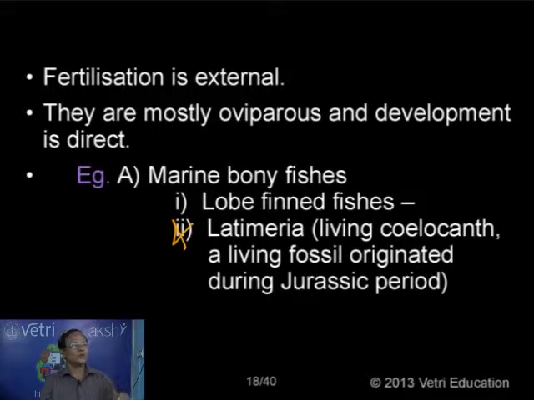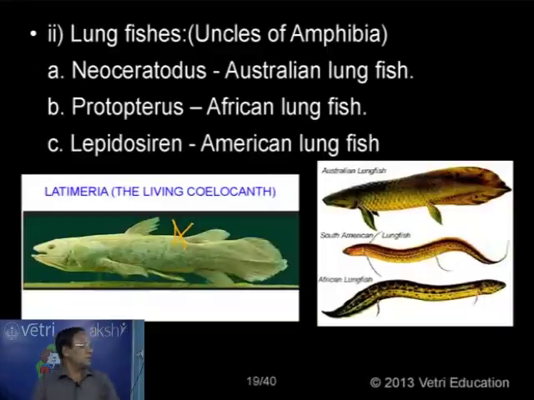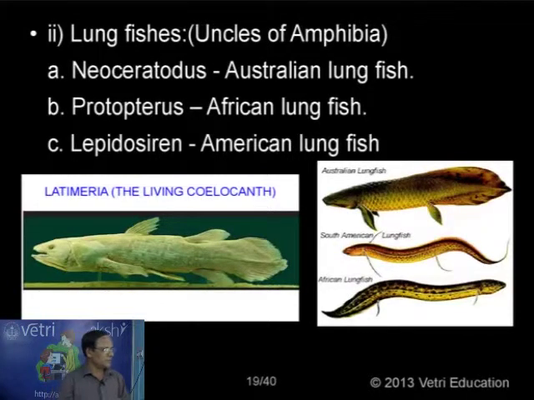One living fossil in the case of fishes is Latimeria. The name is given to this fish after a person, Latimer, who identified the presence of this fish later. Then under this category we have the lungfishes. Under the lobe-finned fishes, one is the Latimeria.